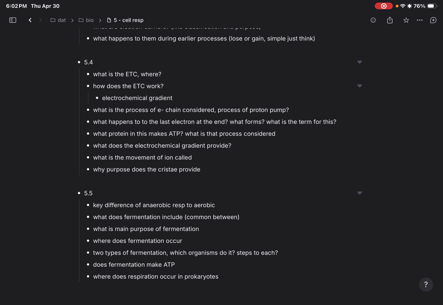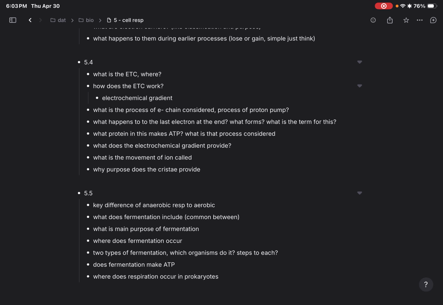What is the term for this? Final electron collector. I don't know. Final electron capture. Final electron acceptor. I think I said that at least one time. What protein in this makes ATP? It's the ATP synthase. What is this process considered? Oh, it's considered oxidative phosphorylation.